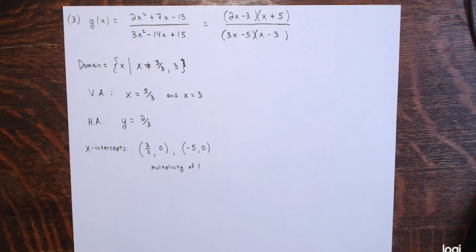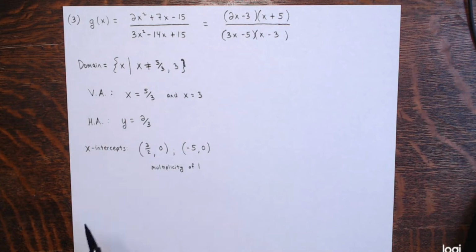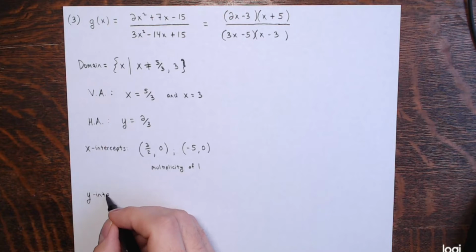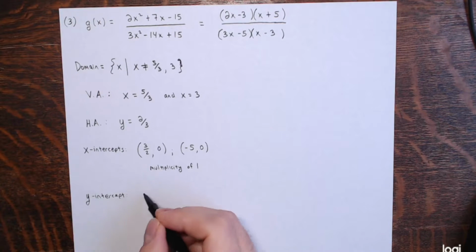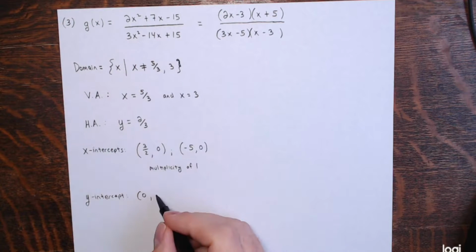Remember, that's an odd multiplicity. When there's an odd multiplicity, the graph will cross over the x-axis at those zeros. If there was an even multiplicity, right, if I had 2x minus 3 to the second power or something, then the graph bounces off the x-axis at the zero. Don't forget that stuff. Then for the y-intercept, if I plug in 0 for x, you'd have negative 15 divided by positive 15, that's negative 1.